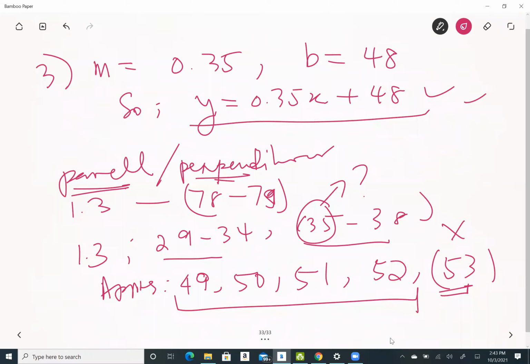So do that number 35. For the parallel and perpendicular, I would like you to read. Just read that part.